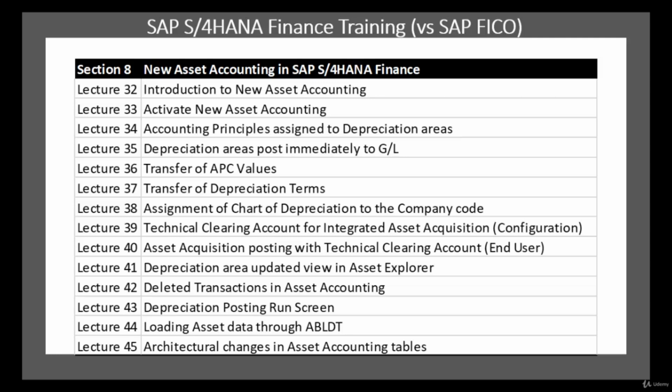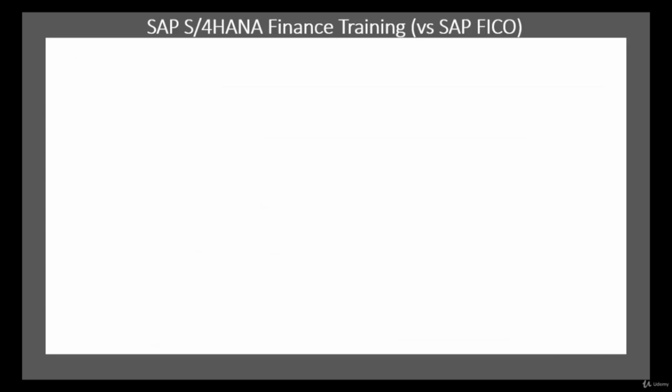Then I will show you an updated view of Asset Explorer screen, which has now categorized the column with depreciation areas. Then I will show you the deleted transactions in asset accounting, and I will show you how SAP S/4HANA has simplified the depreciation posting run screen, and the new transaction code ABLDT, which is now used to load asset data. And then I will show the architectural changes in asset accounting tables.